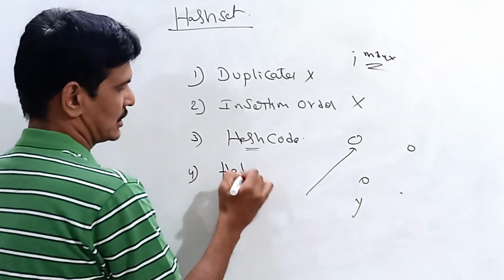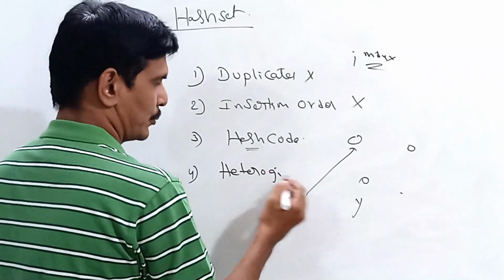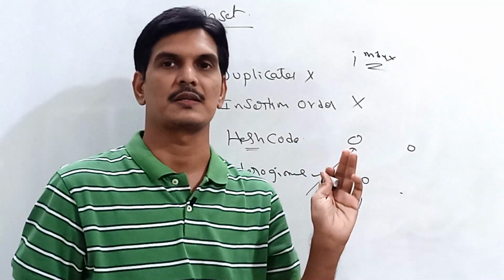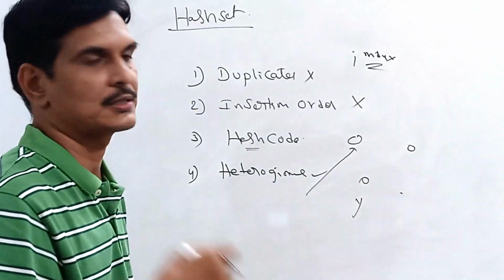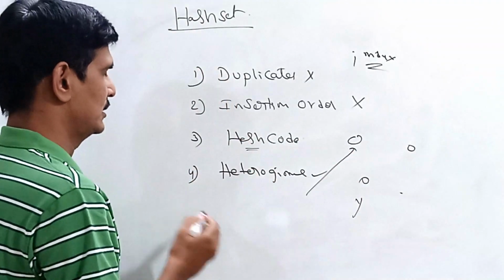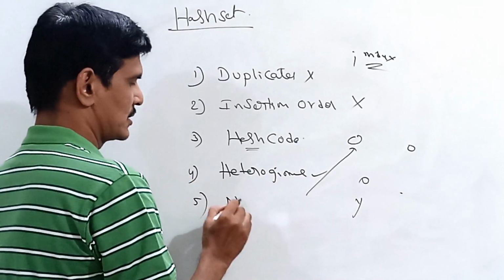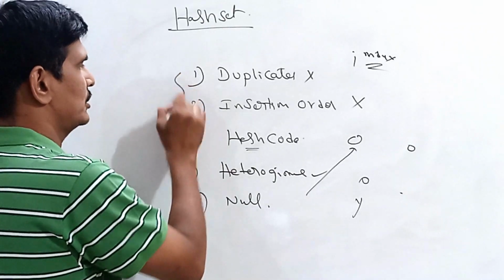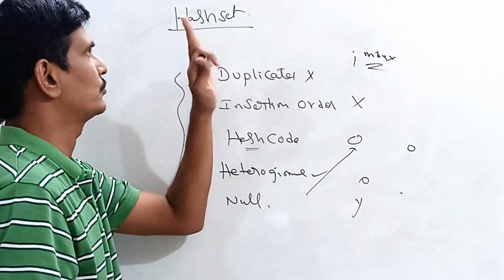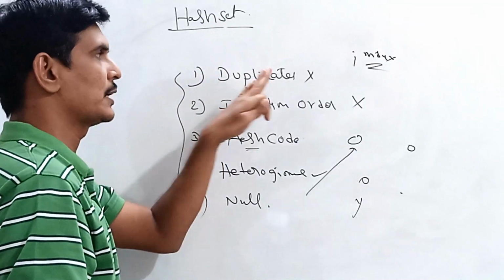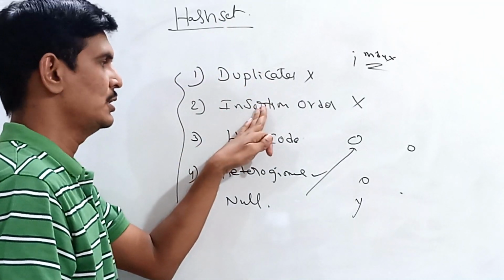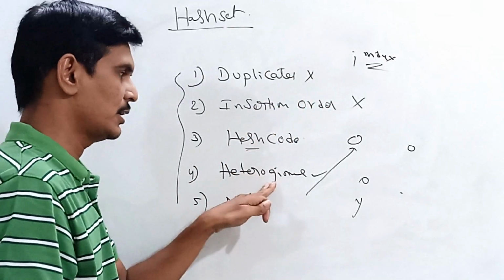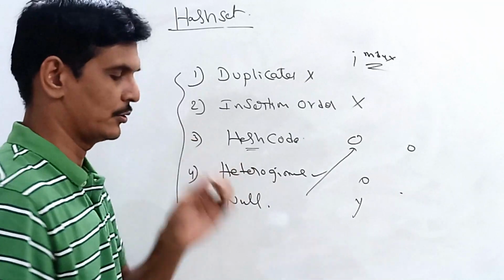Now, heterogeneous data is supported. As we know, all the collections support heterogeneous data. That means we can store different types of objects, different types of data elements, in the HashSet. Along with heterogeneous data, nulls are also supported. We can also add nulls in the HashSet. These are the main important points we have to remember about HashSet: duplicates not allowed, insertion order not preserved, hash code concept used at the time of inserting the elements, and heterogeneous data and nulls allowed.